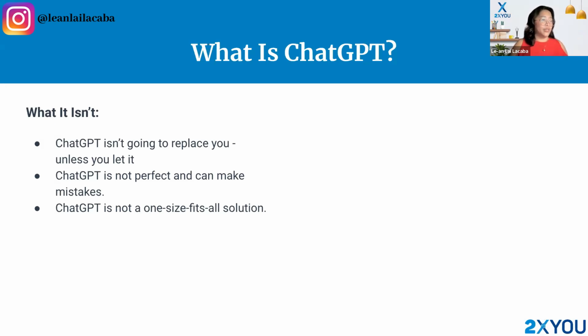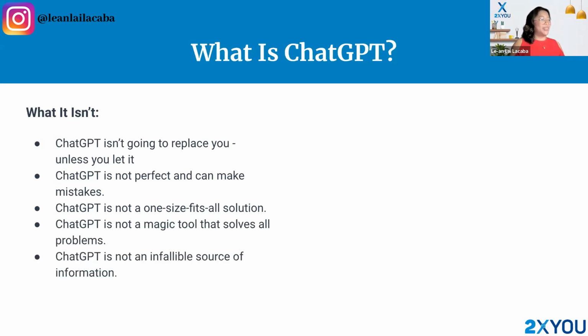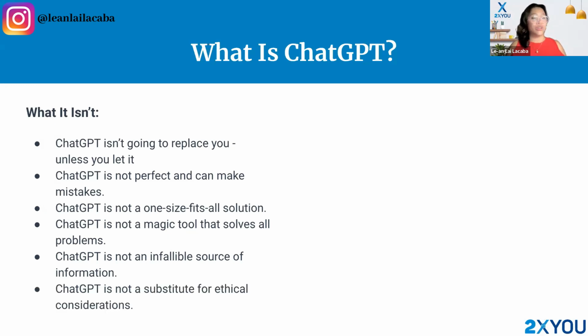ChatGPT is definitely not a one-size-fits-all solution. You can't solve all of your problems there. It's not a magic tool that way, and it's not an infallible source of information. What that means is it's not really a source of truth. You have to double check, have to check for resources. And ChatGPT also doesn't give you resources, which is something that is frustrating. And it is not a substitute for ethical considerations.